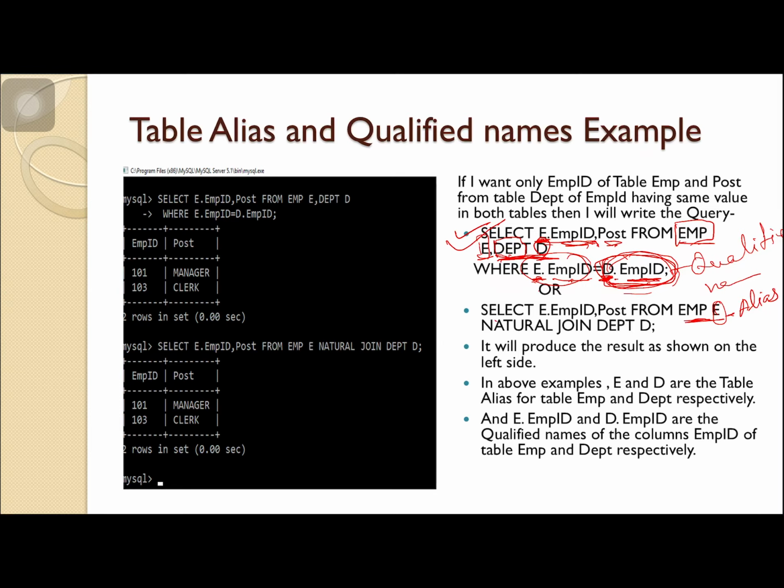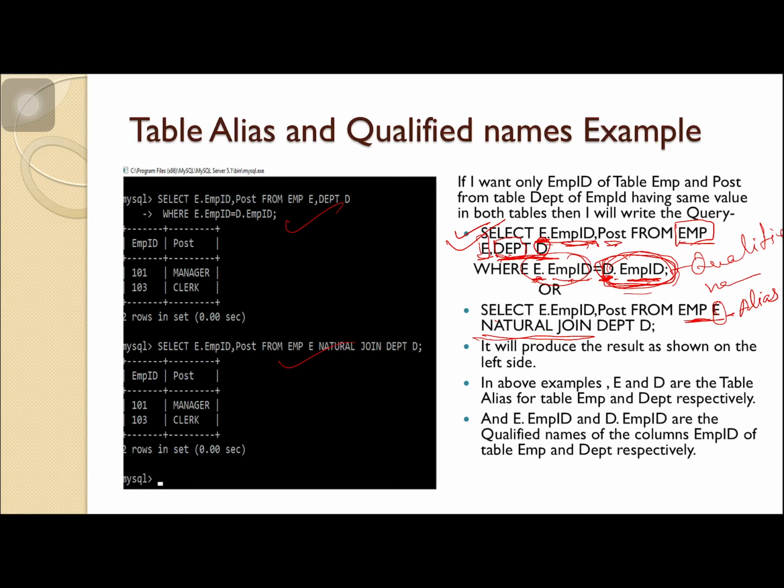Or we can also write select e.employee_ID, post from employee E natural join department D. Here natural join eliminates the redundancy. That is, it removes all the duplicate columns. We can see this in this example.